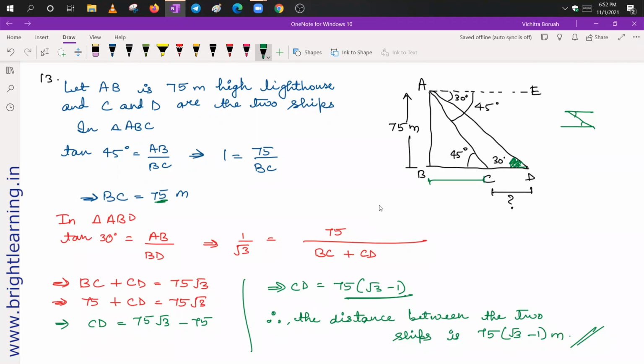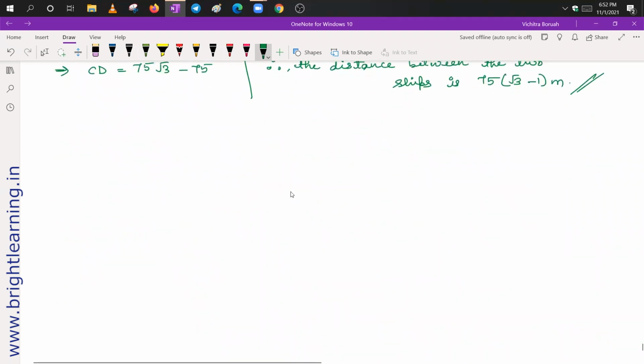Okay, so now let's move on to the next question, that is question number 14. In question number 14, we are given that a 1.2 meters tall girl spots a balloon moving with the wind in a horizontal line at a height of 88.2 meters from the ground. The angle of elevation of the balloon from the eyes of the girl at any instant is 60 degree. After some time, the angle of elevation reduces to 30 degree. Find the distance traveled by the balloon during the interval.